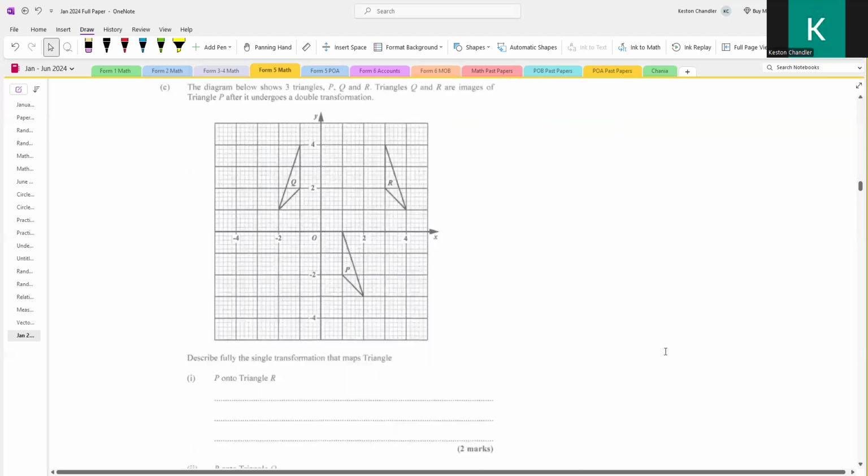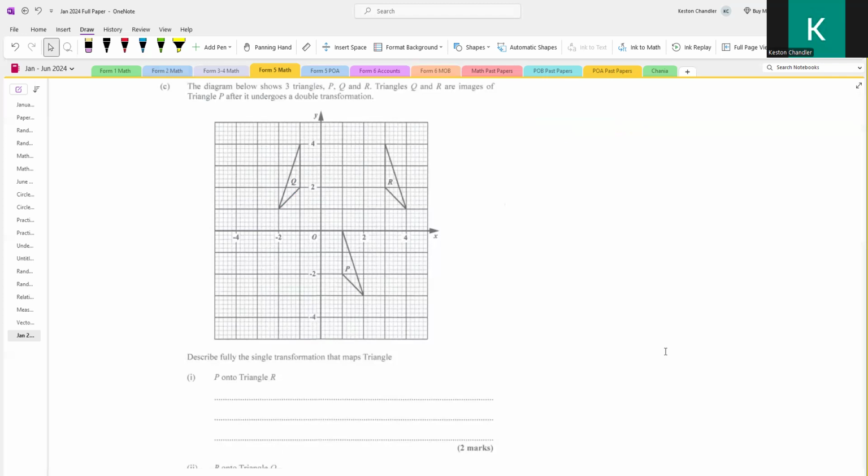Part C now. The diagram below shows 3 triangles, P, Q, and R. The triangles Q and R are images of triangle P. So this is the original here, images of triangle P. So this is the object, and these two are other images.